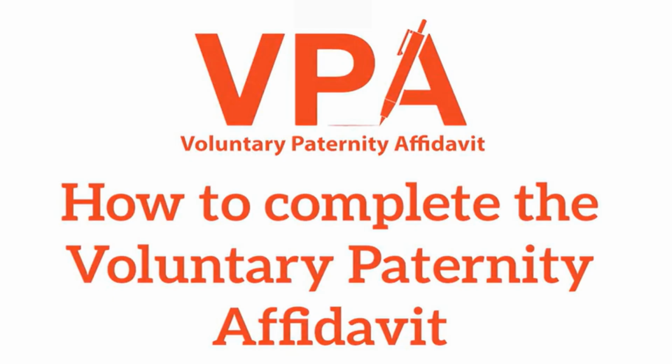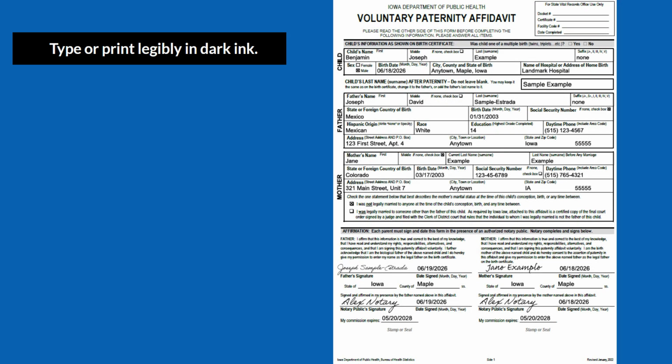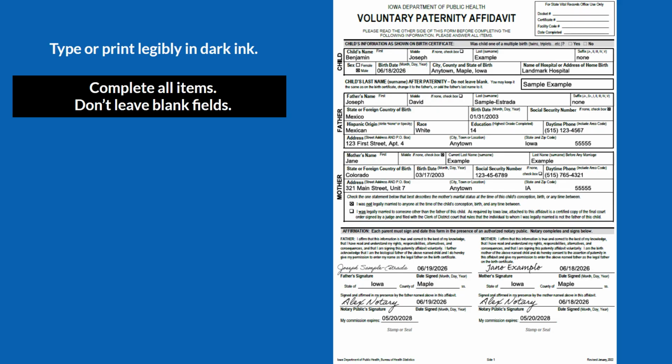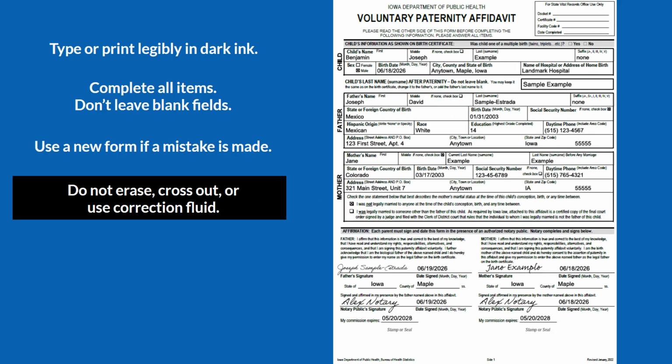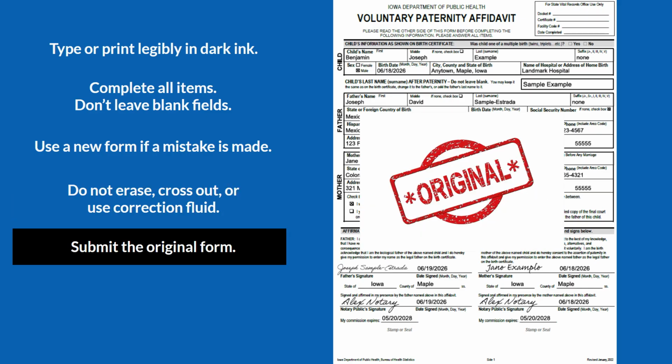There are some important things parents need to know before filling out the Voluntary Paternity Affidavit or VPA form. Parents must type or print legibly in dark ink, complete all items, and not leave blank fields. Use a new form if a mistake is made; do not erase, cross out, or use correction fluid.